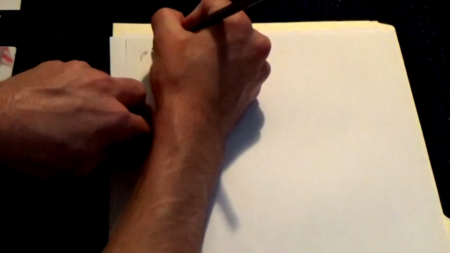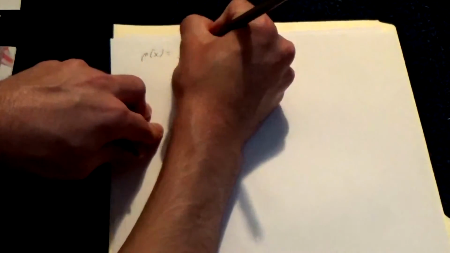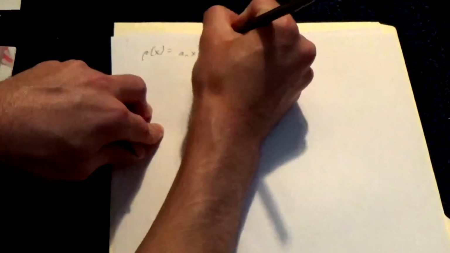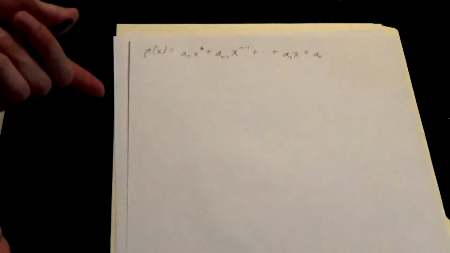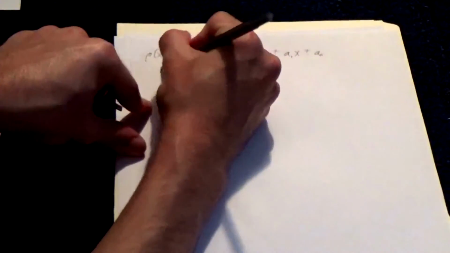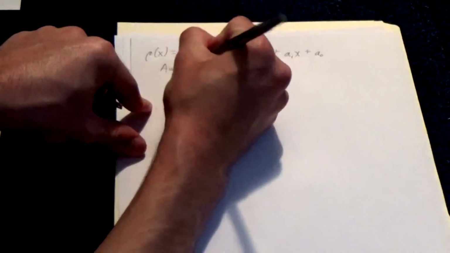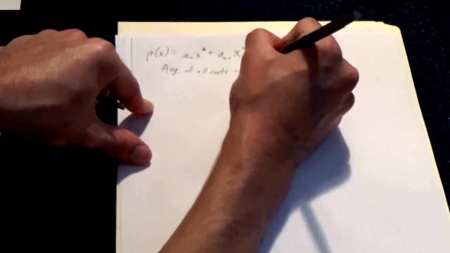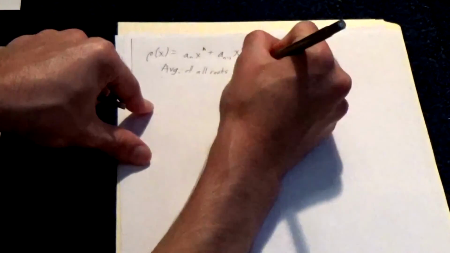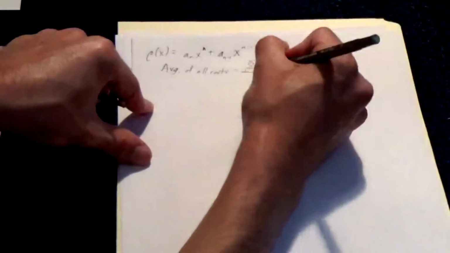P of x, we know, must be equal to a sub n x to the n plus... Now, I'll just copy over the definition from last time. This is our definition of p of x. We already know to start with that the average of all the roots is by definition equal to the sum of the roots, the sum of r sub i from i equals 1 to n, over the number of roots. And what is the number of roots? Well, that's just n. By the fundamental theorem of algebra, there must be n complex roots to this polynomial.